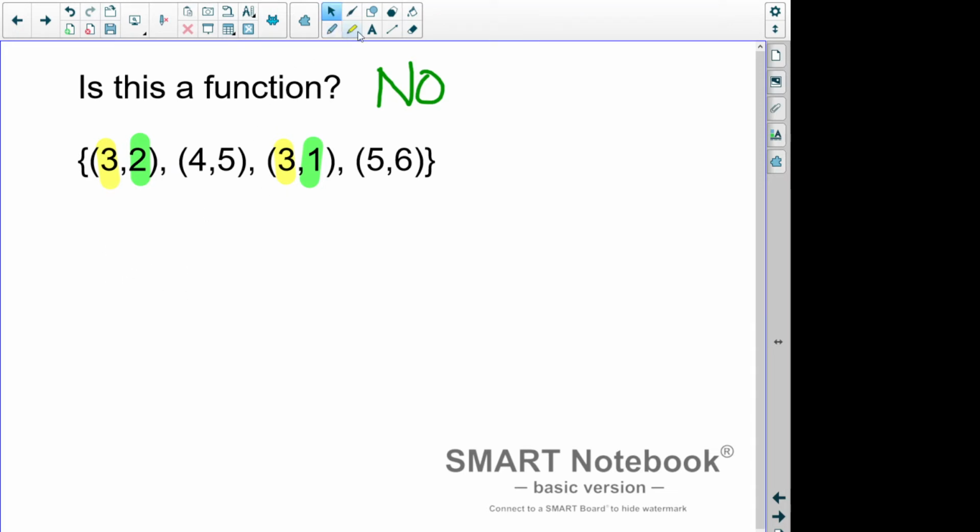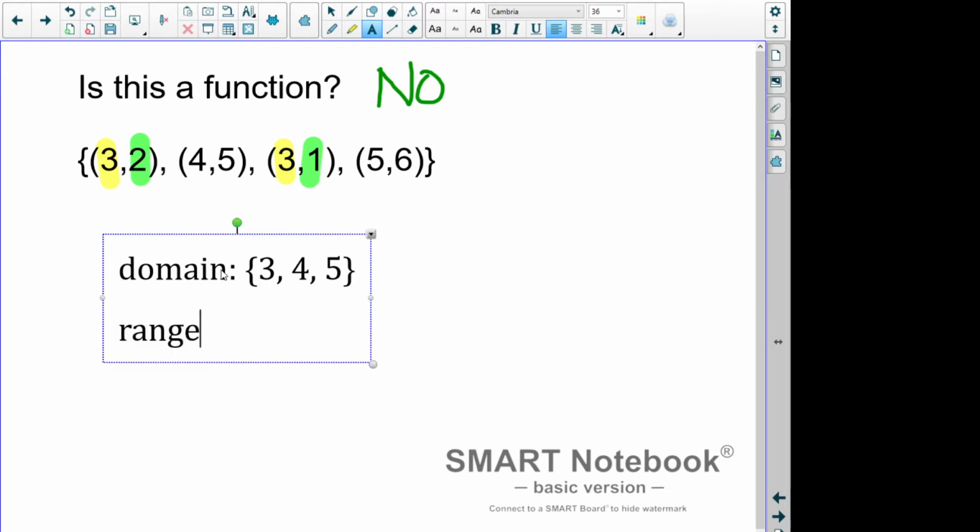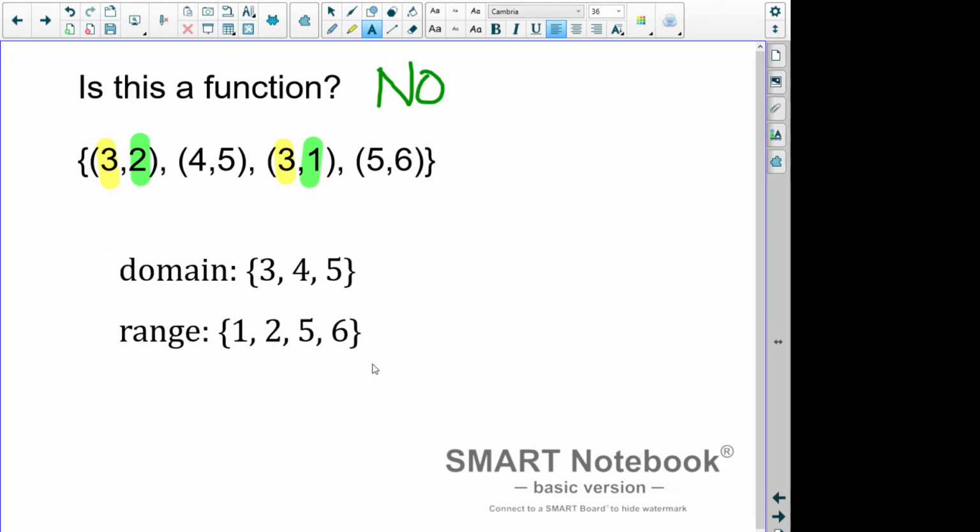If we were going to list the domain of this, we're using sets here, so our domain is going to be 3, 4, 5. And our range is going to be 1, 2, 5, and 6. When I look at the domain and range like this, it gives me a clue that this is probably not a function, because I have fewer members of the domain and more members of the range. That means some part of the domain is using multiple parts of the range. And that's our big definition there. That's what determines whether it's a function or not.